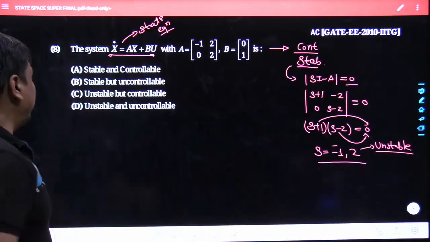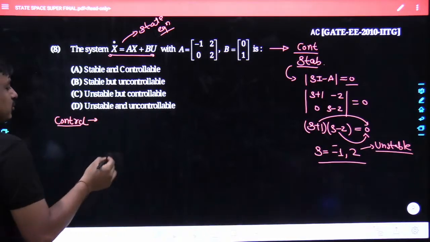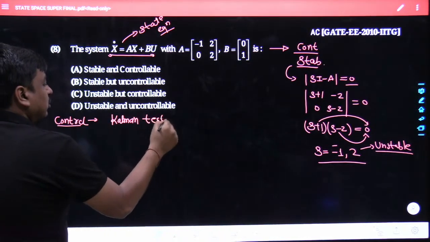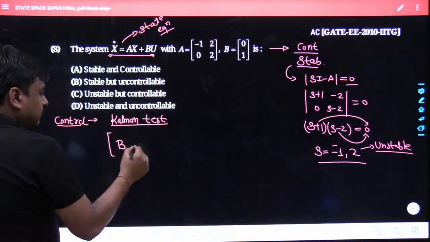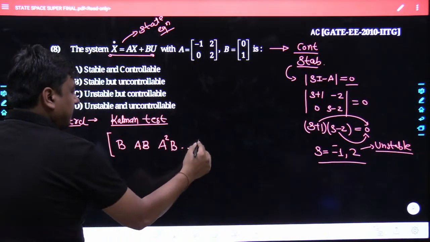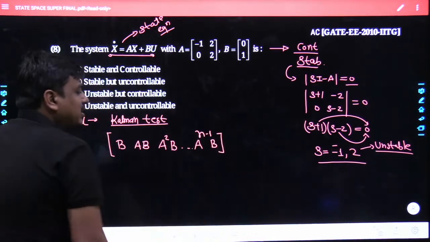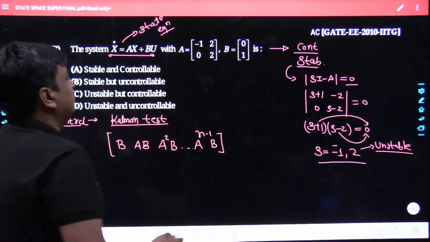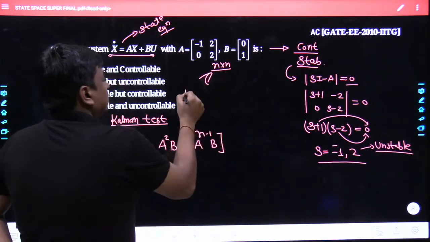Now for the controllability, we have to perform the Kalman test. How is it referred? We need to take a matrix. The matrix is going to be B, AB, A square B, till A to the power of n minus 1 into B. May I know what n means? The n is nothing but the number of state variables, or the order of your matrix A, n cross n. Yes, n is nothing but the number of state variables.